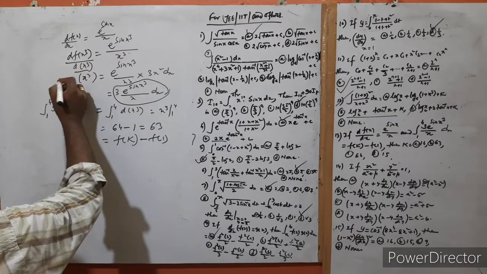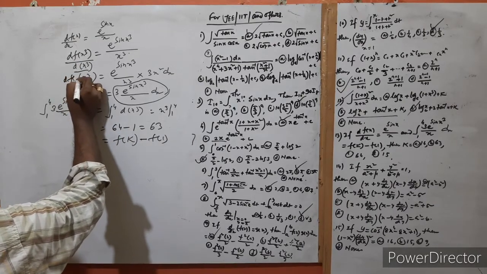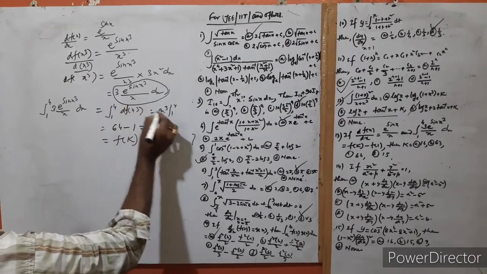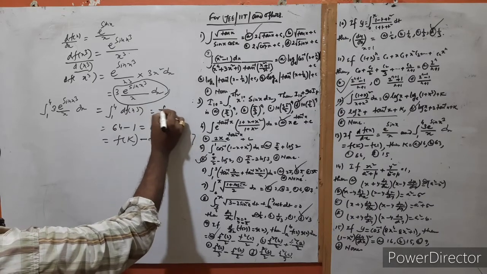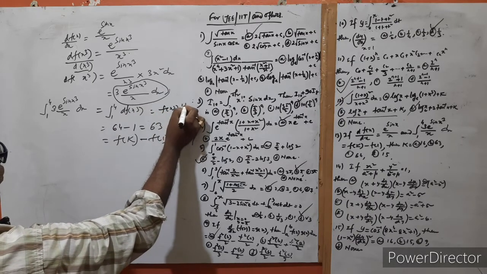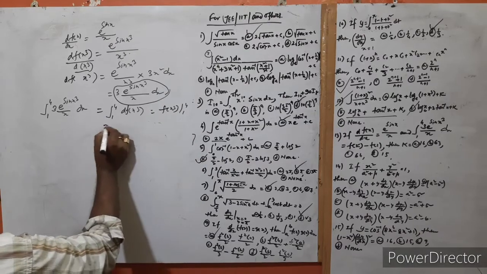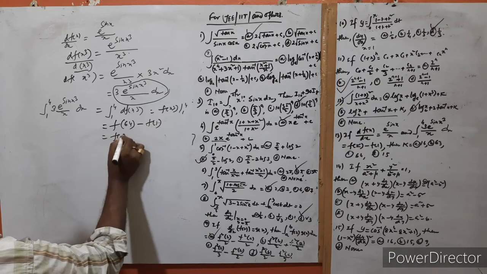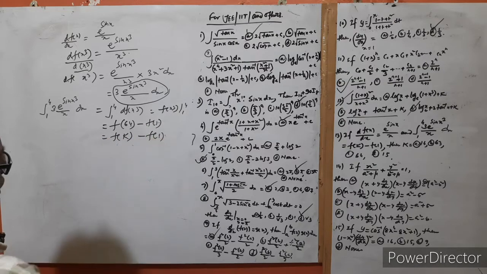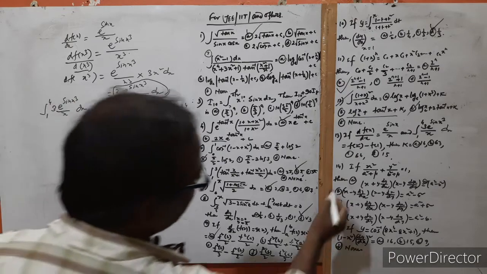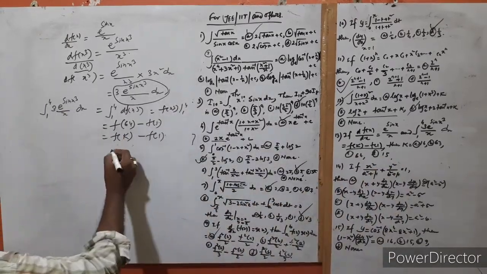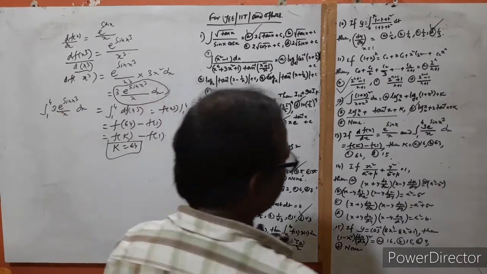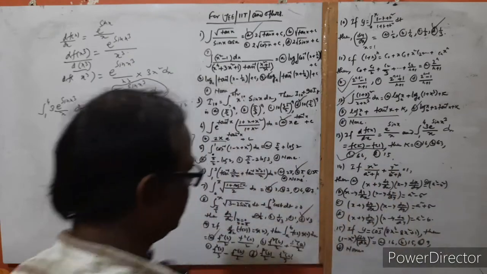And this is d of f of x cube, I had written it wrongly, f of x cube from 1 to 4. So this is f of 64 minus f of 1, and that is f of k minus f of 1 which is given. So comparing with that, k is equal to 64, option C.